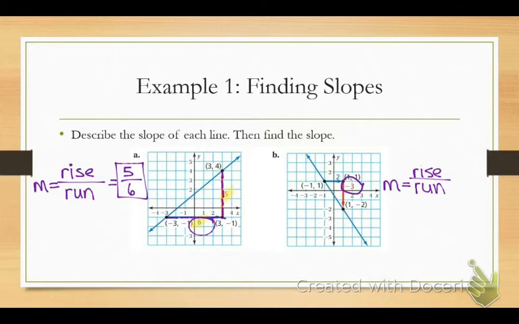So what is my change in my rise from the point on the left to the point on the right? I already circled it. Nope. -3. What is my change in my run?